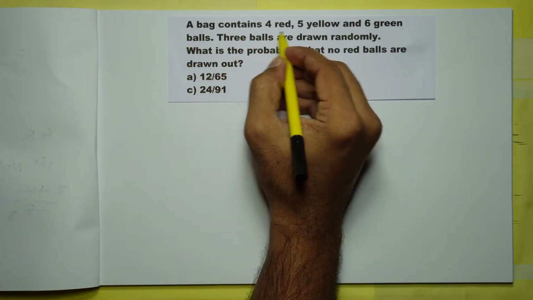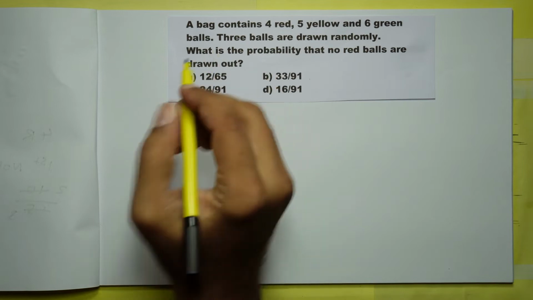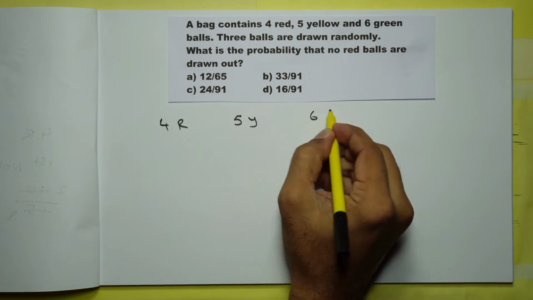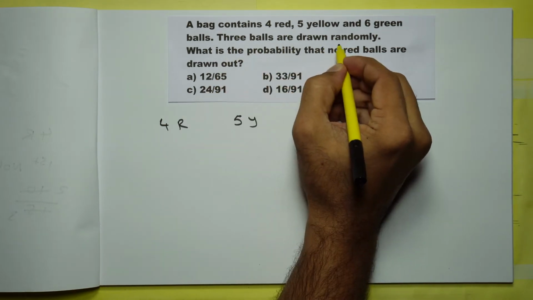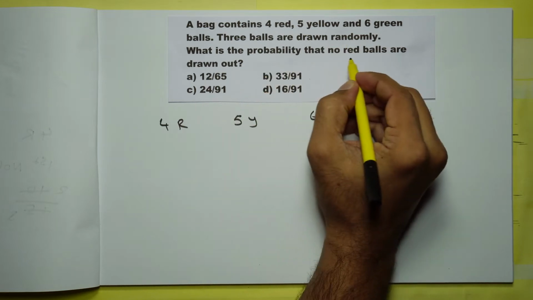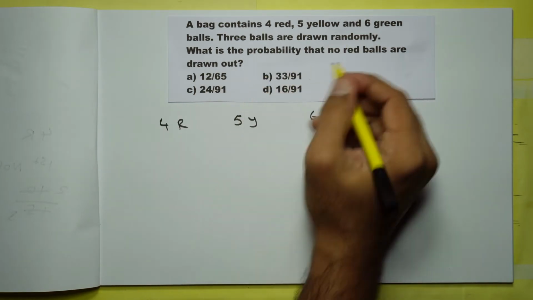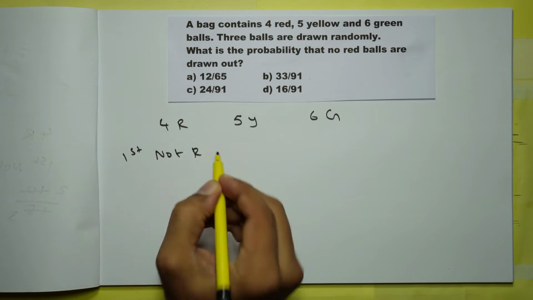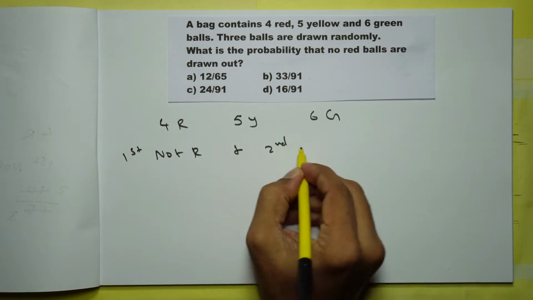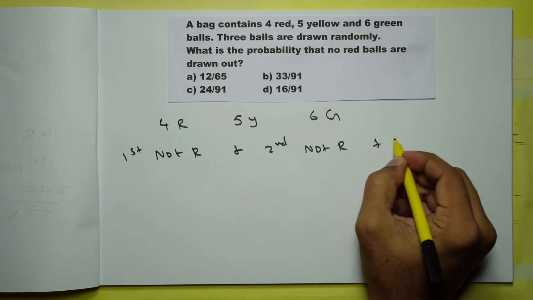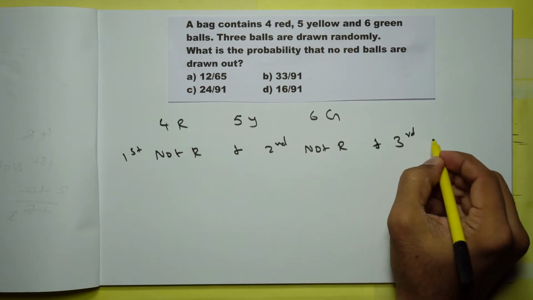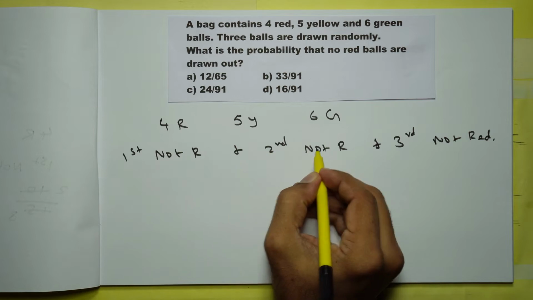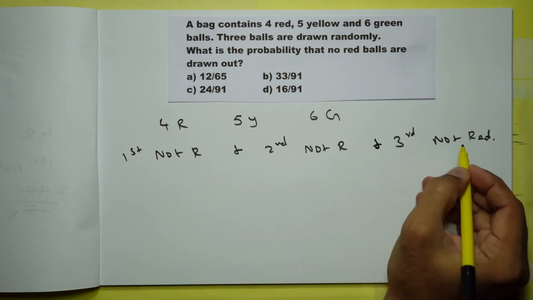A bag contains 4 red, 5 yellow and 6 green balls. So 4 red balls are there, 5 yellow balls are there and 6 green balls are there. 3 balls are drawn randomly. What is the probability that no red balls are drawn out? So no red balls are drawn out means the first ball is not red and the second ball is not red and the third ball is not red. So this is the probability that we need to find out.